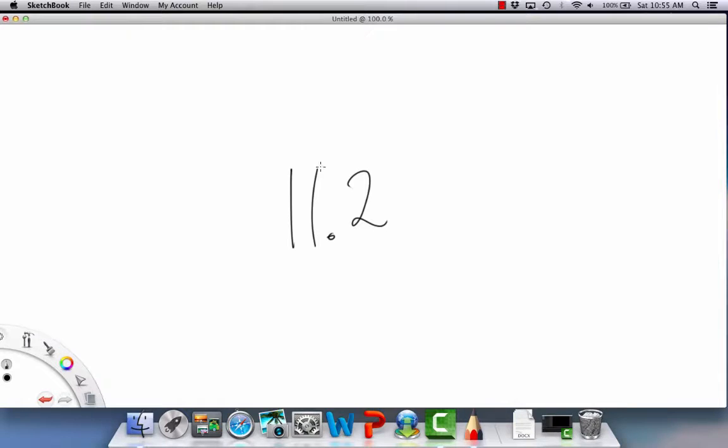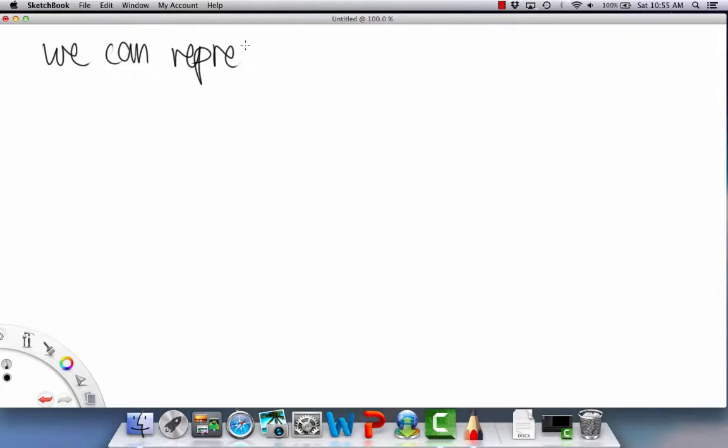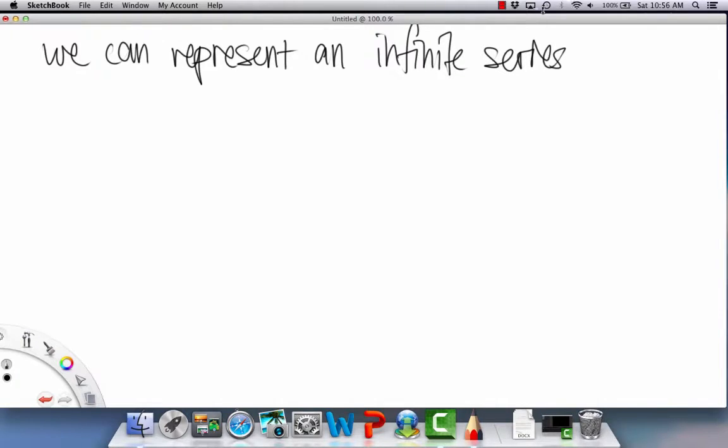This is about summing an infinite series. So summing in the sense that we're adding things. Okay, so first of all, let's say we can represent, and this is an important part, we can represent an infinite series as a partial sums.